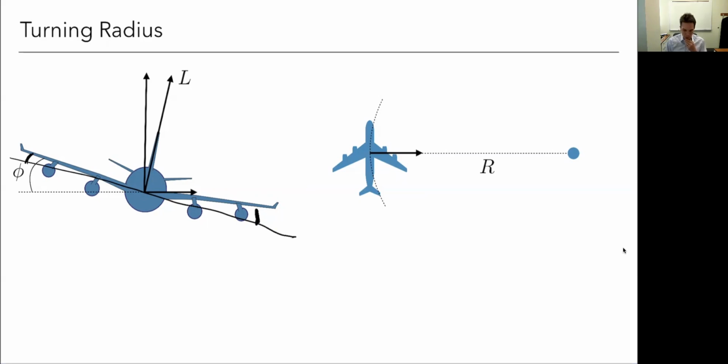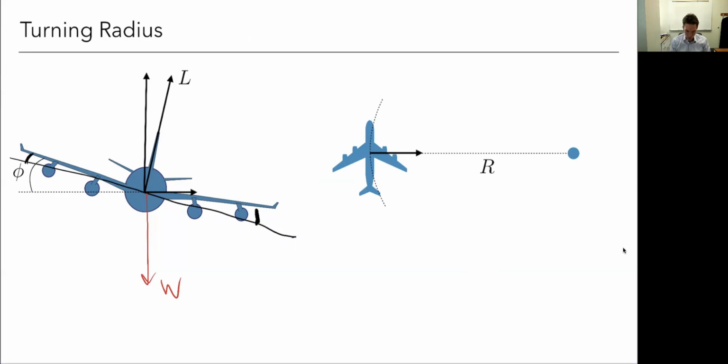I've got the weight of the airplane, like before, and I've got lift and drag. I do have thrust too, but that's going to be in and out of the page. That's not going to really enter into this analysis here. And I've already drawn the lift. You can see that it's tilted because I've banked the airplane. So I've got a component vertical, and I've got a component to the side.